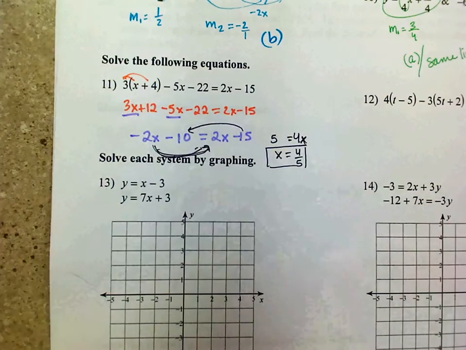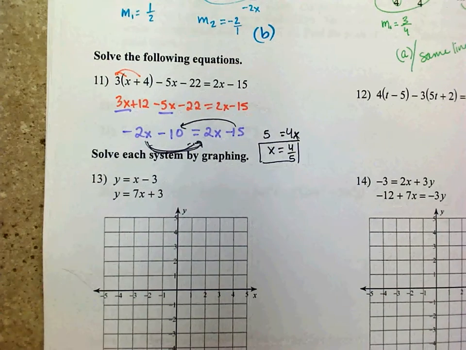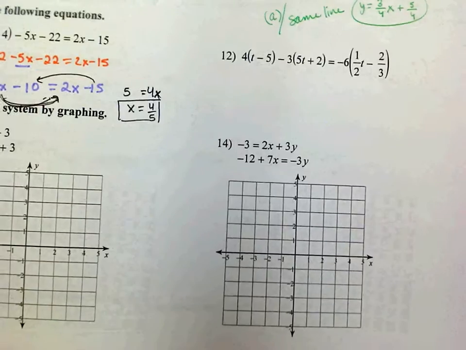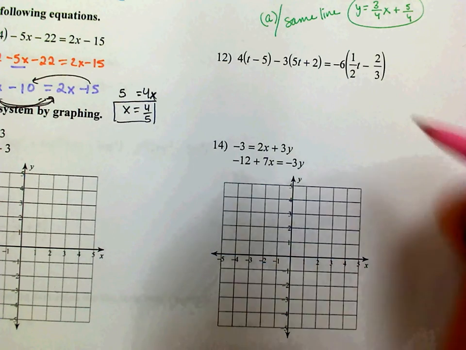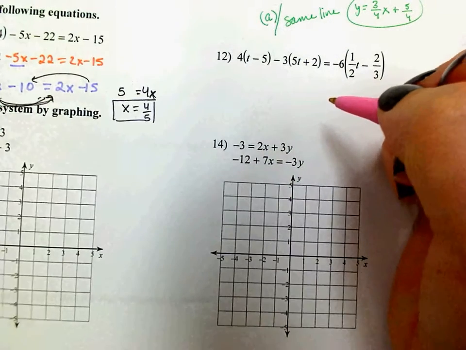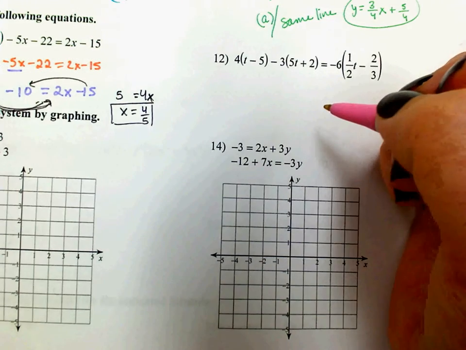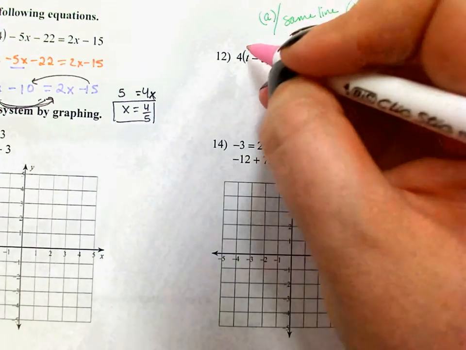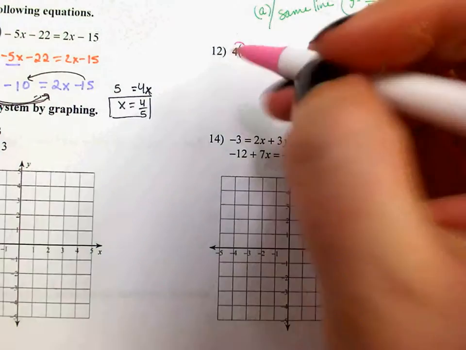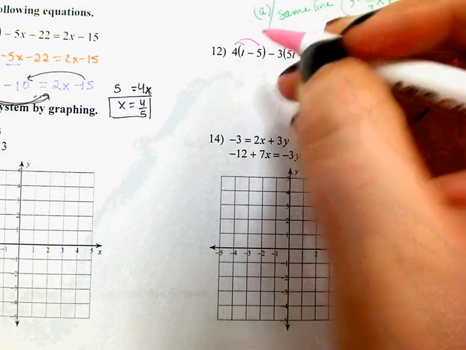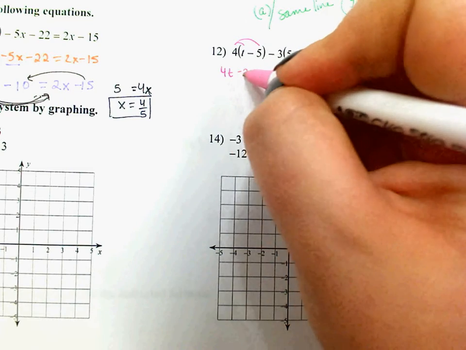On the next problem, we've got multiple distributions, it seems like we're going to have to do. So here I've got 4 times t minus 5, which is 4t minus 20. If t's mess you up, if they look like plus signs, write an x or do a curly t, do what you need to do.